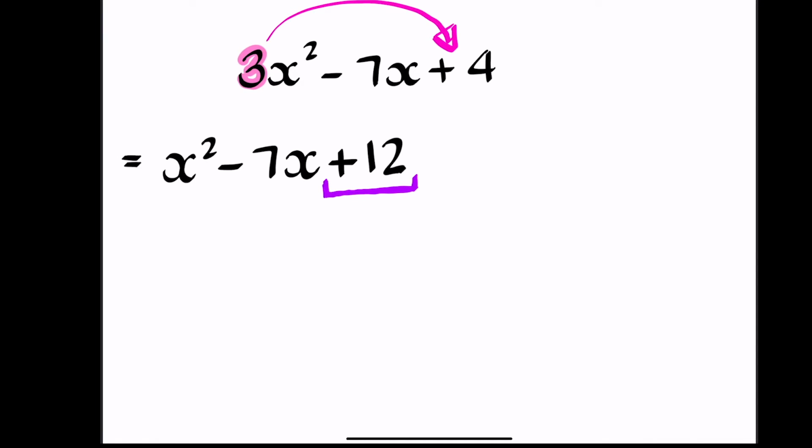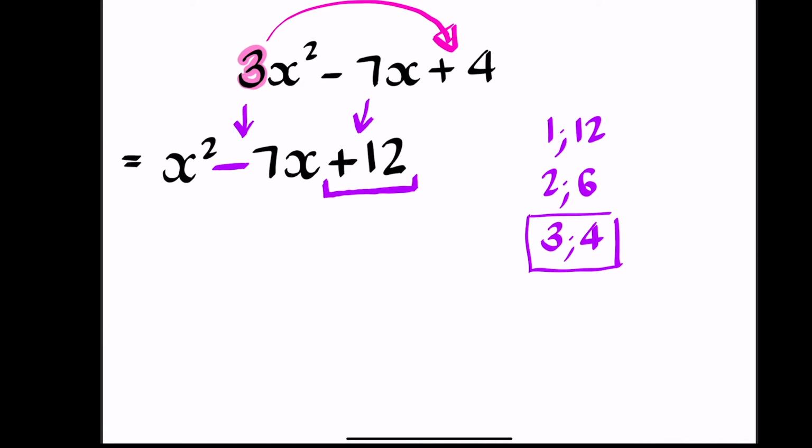It tells me that I'm going to add the factors of 12 to give me my middle term of 7, and that both of the signs are going to be the same. What are the signs going to be? They're both going to be negative because my middle term is negative. What are the factors of 12? 1 and 12, 2 and 6, and 3 and 4. Which set of those 3 factors when added together give me my 7? That's the 3 and the 4.